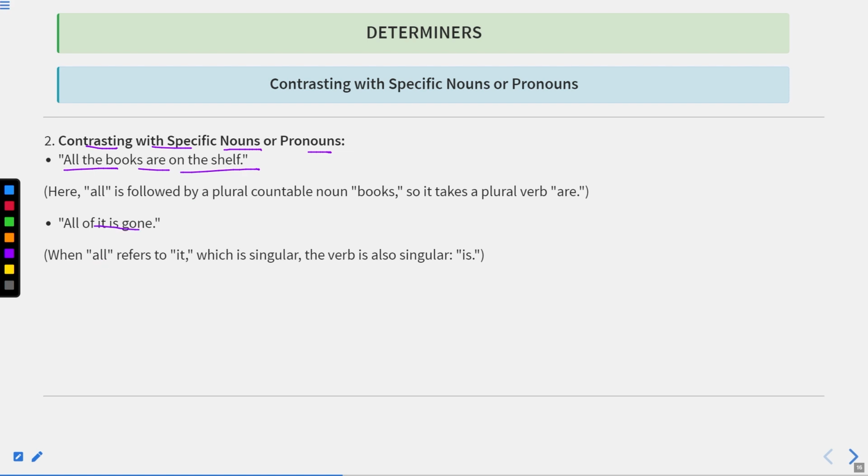All of it is gone. So all here refers to a singular or uncountable noun, which is singular, and the verb is also singular, is. So all of it means everything which is inside this. That means we are talking about some uncountable noun.